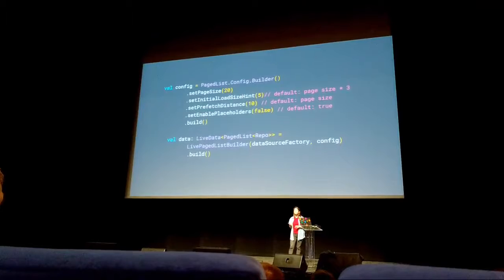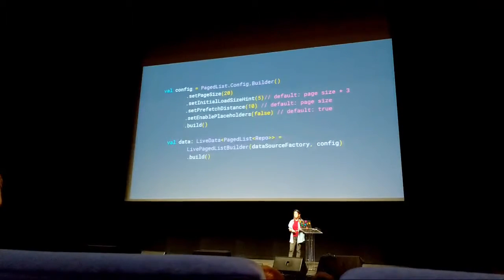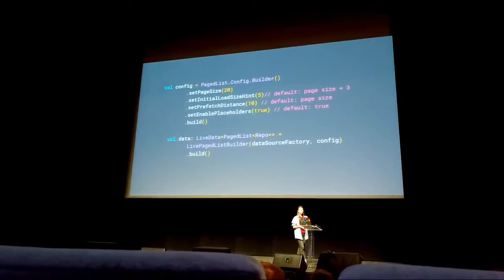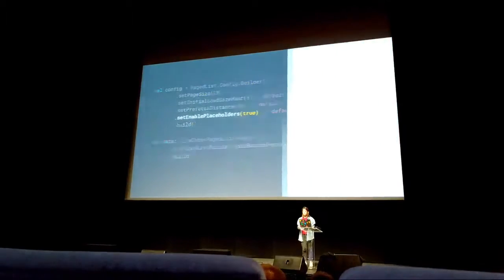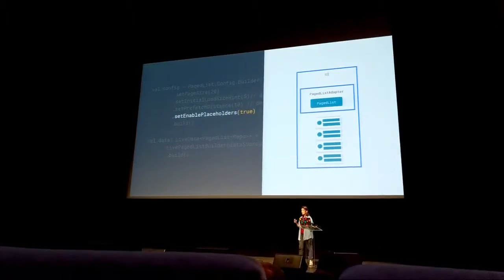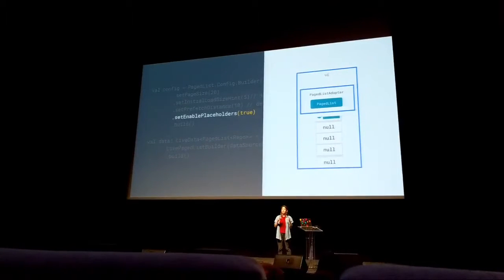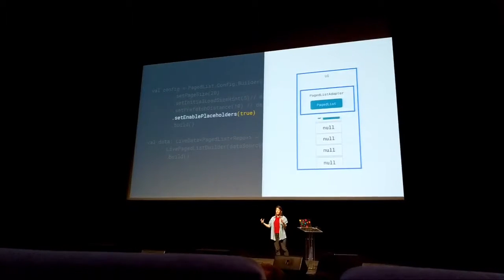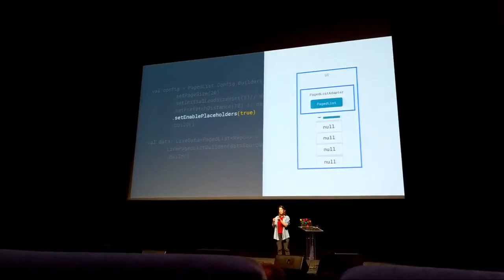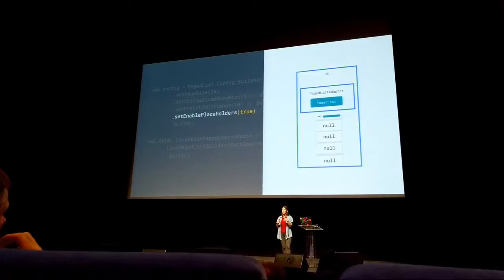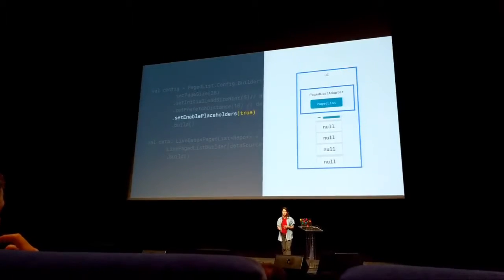And then, whether we should enable placeholders or not. By default, this value is true. So this is what it actually means. Whenever we're getting the list of data, the paging library knows when we're triggering the request of the next list. So while that next page is being paged, the paging library just returns null for those items. This means that right now you can add placeholder items for your list.